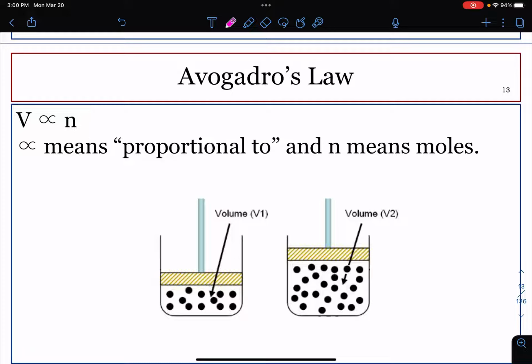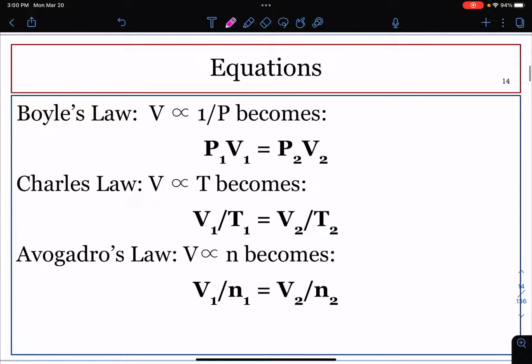Now, if we were to double that volume, but we want to keep the pressure and temperature constant, we need to also double the amount of moles that we have, double the amount of particles that we have in our container in order to keep pressure and temperature constant. So volume is going to increase as the number of moles increase, and the volume will also decrease as the number of moles decreases. These are the equations that come from the relationships that we've just discussed.